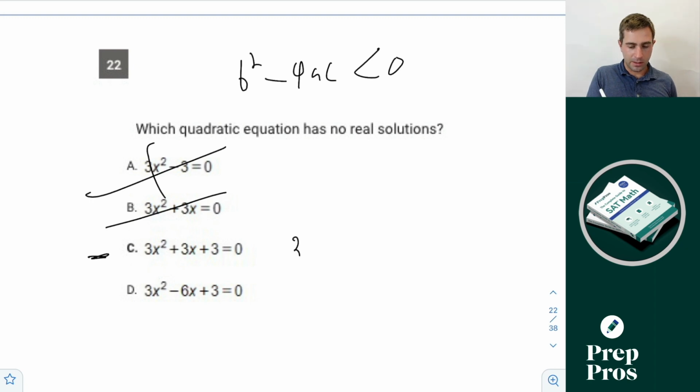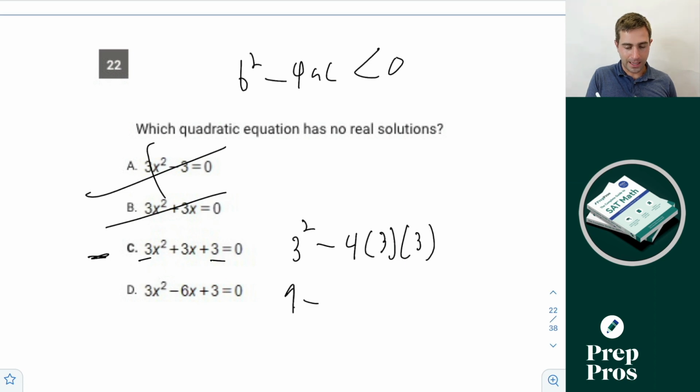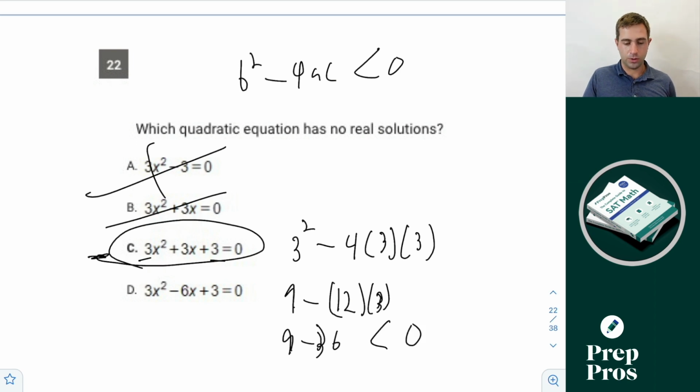So this would be 3 squared minus 4 times our A value is 3 and our C value is 3. 4 times 3 times 3. This will give us 9 minus 12 times 3. This is going to give us 9 minus 36. That is indeed less than 0, so that tells me it has no real solutions.